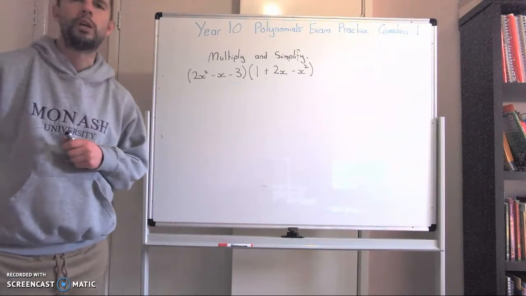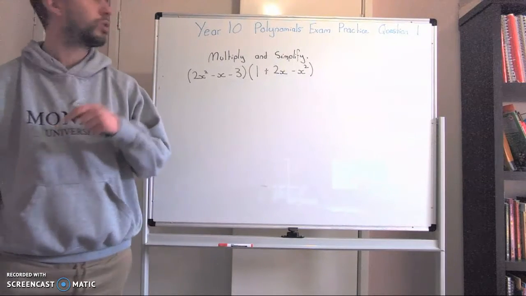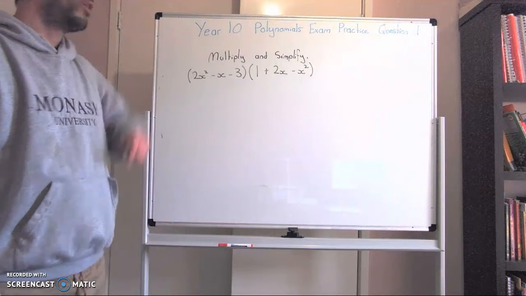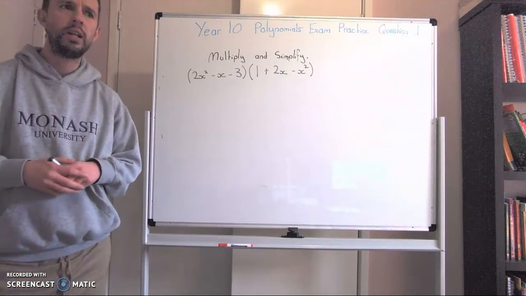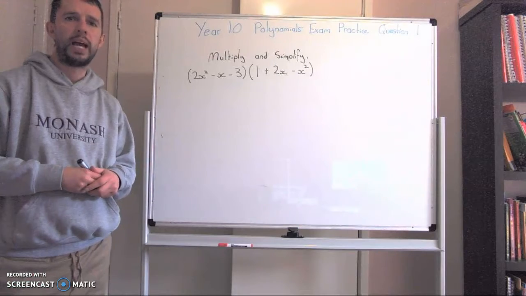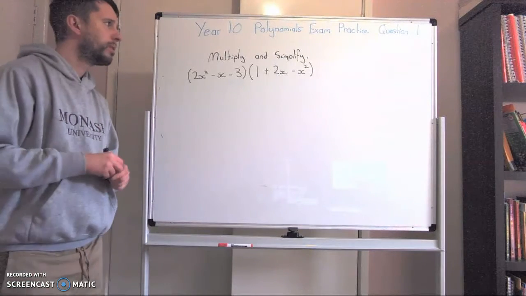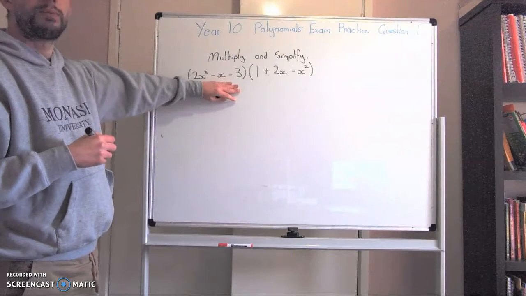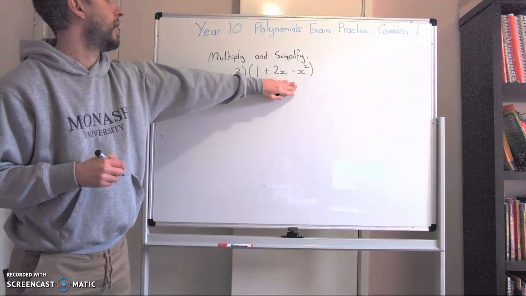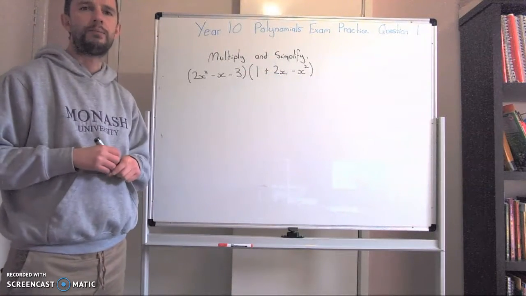Year 10 Polynomials Exam Practice Question 1. We are going to be looking at multiplying and simplifying. Like what we would have done when we have done binomials, it's exactly the same. Everything in my first bracket must multiply with everything in my second bracket.